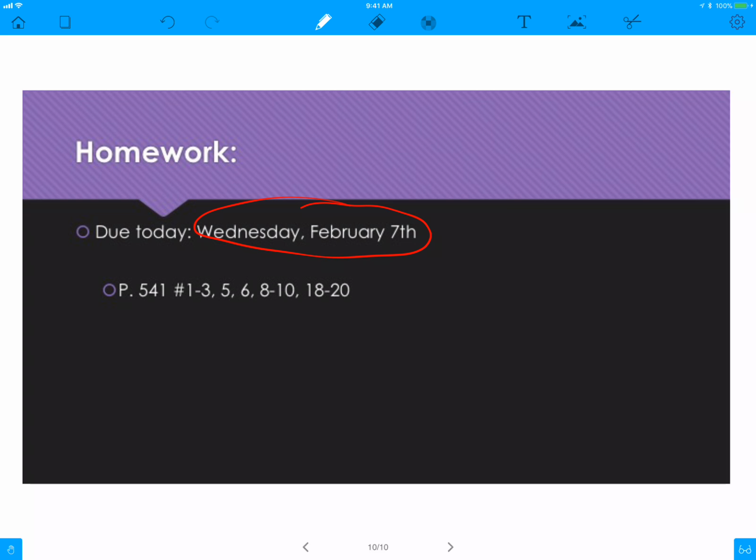Okay, so this is due next Wednesday. 1 through 3, 5, 6, 8 through 10, 18 through 20. They're all calculations, you need a calculator. Now, does everyone have this written down? It's on the board up here too.